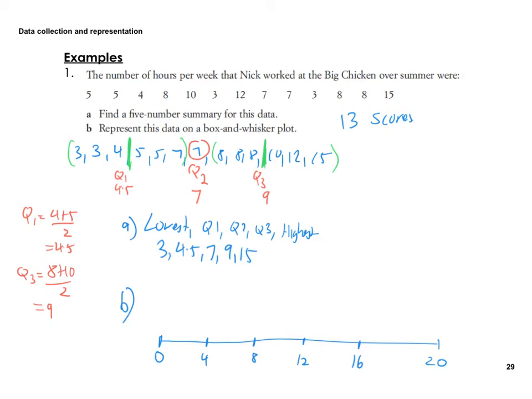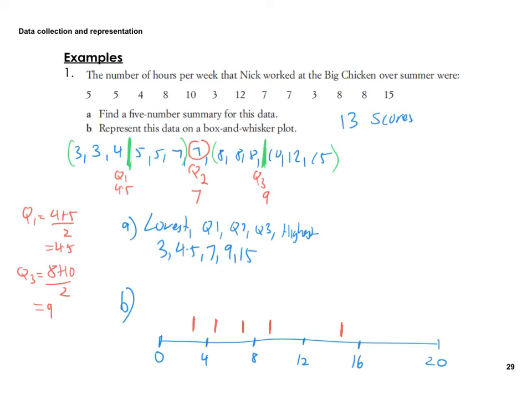So we're going to put down 5 strokes, 1 stroke for each of these. So 3, about there. 4.5, about there. Now we're doing 7, roughly there. 9, about here, and 15, about there.